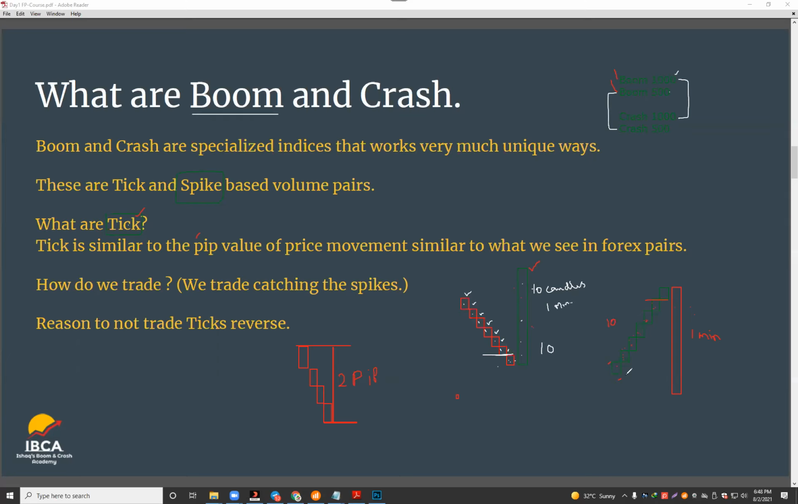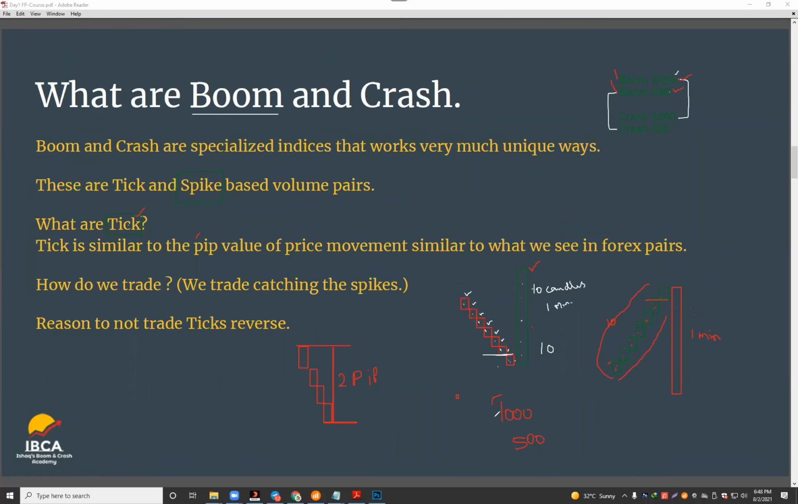So these ticks, when we calculate within the 1000 ticks and within the 500 ticks, there will be so many ticks within the 1 minute candle. It can be 5 ticks in the candle, maybe 10 ticks in the candle. It is based on the structure of the pair which we are selecting, whether the 1000 or the 500.